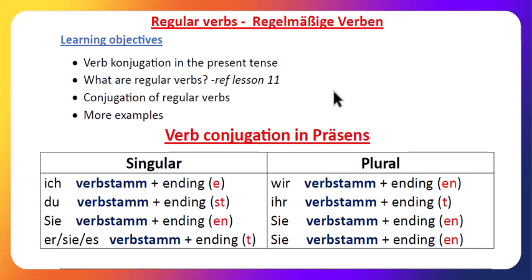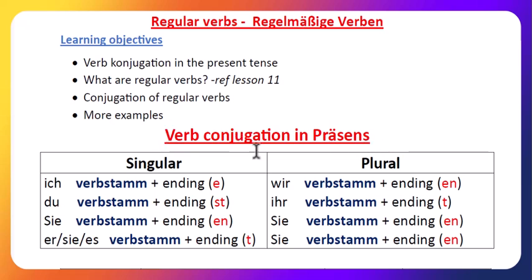At the end of the lesson, you should be able to conjugate regular verbs in the present tense. If you don't know what regular verbs are, kindly watch lesson 11, because I can't talk about it again. The video was detailed, so if you take your time and watch, you will understand everything. Then we are going to do more examples. So this is verb conjugation in the present tense.